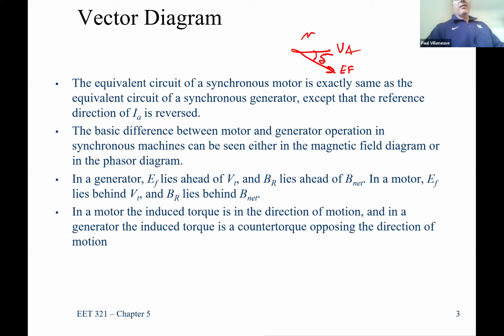This is a motor. This is a generator. And the only difference is the torque angle. Positive torque angle, generator. Negative torque angle, motor. The magnitude of EA or EF does not tell you if it's a motor or a generator. It only tells you if the machine is overexcited or underexcited.